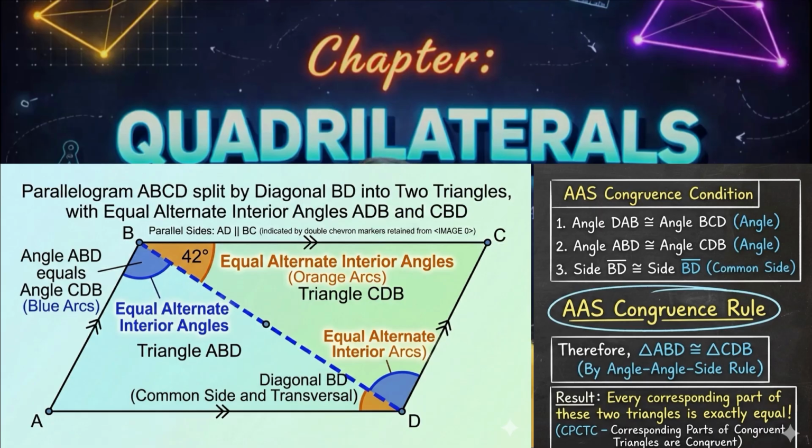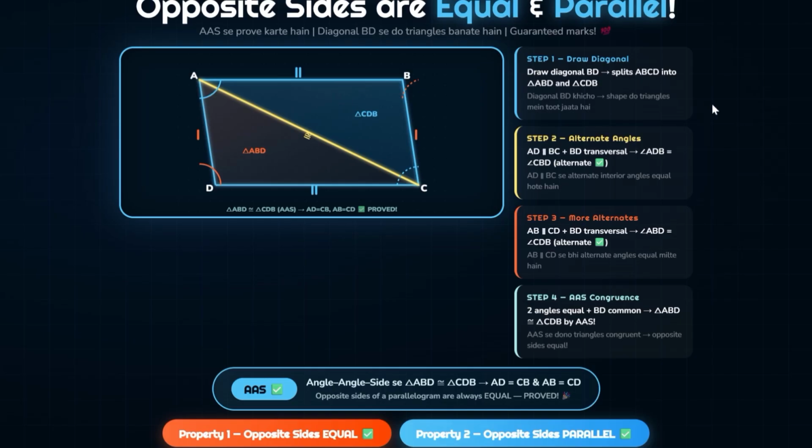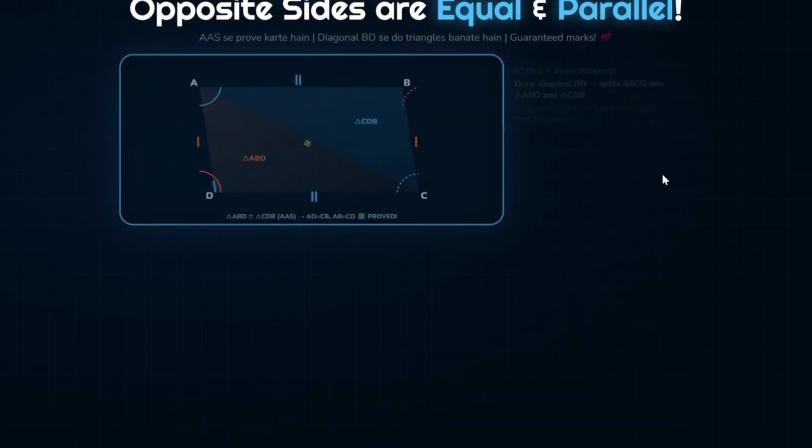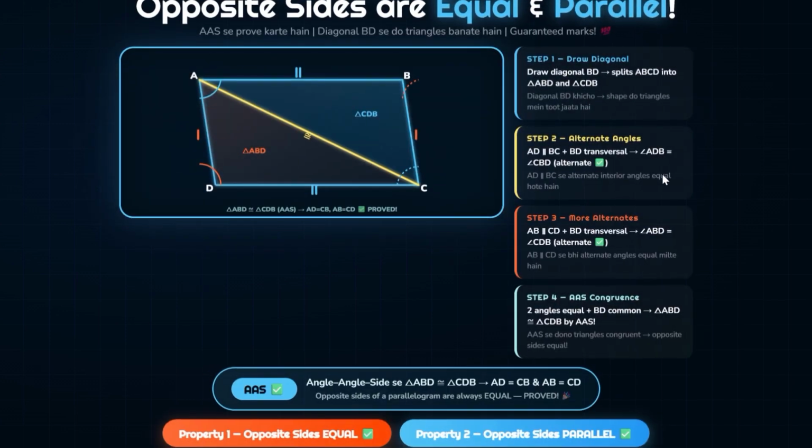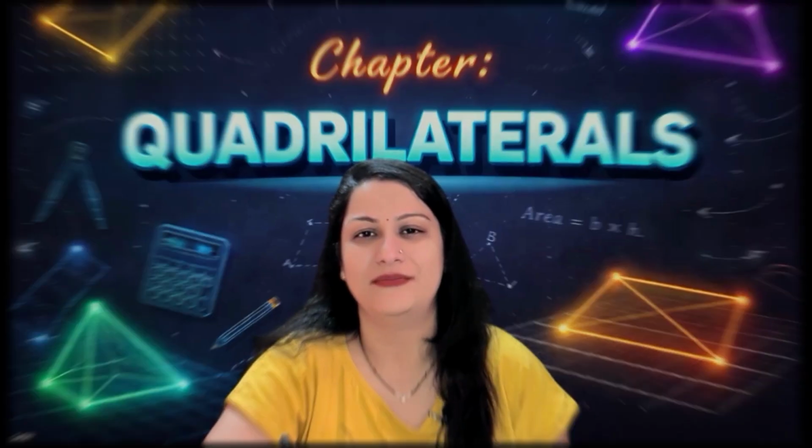And since we already made them parallel while constructing, property 2 is already done. 2 properties, 1 diagonal, 1 proof. That is efficient geometry and that is absolutely beautiful.